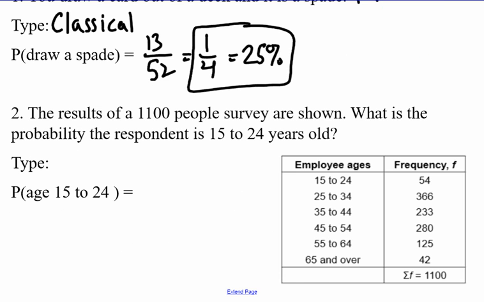The results of a 1,100 people survey are shown. What is the probability the respondent is 15 to 24 years old? This is an example of using data. So this is empirical.